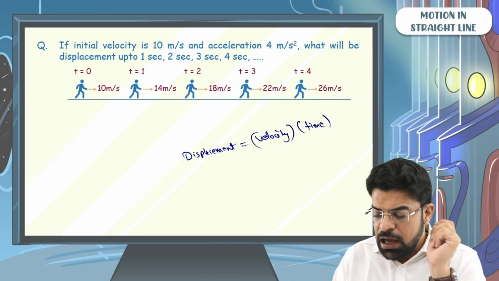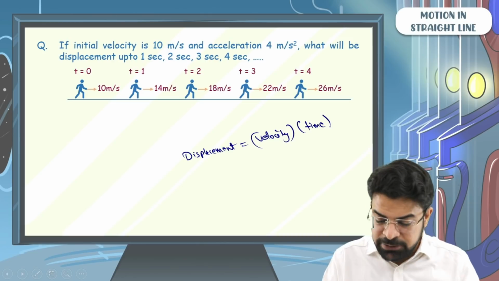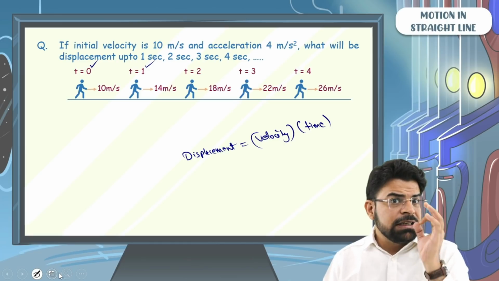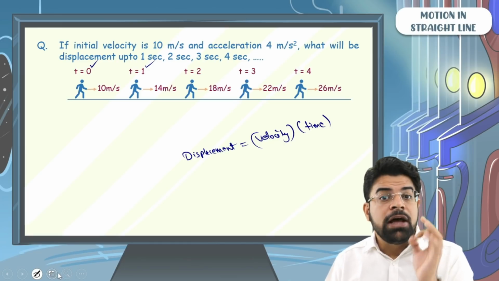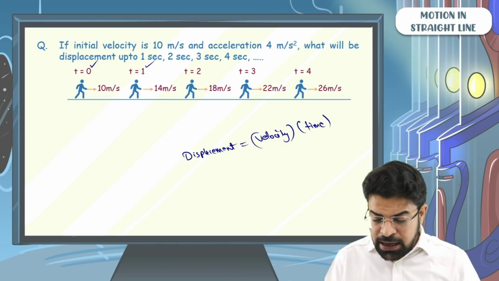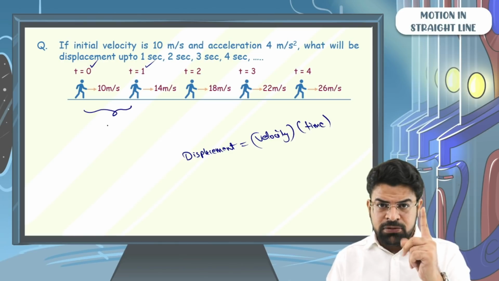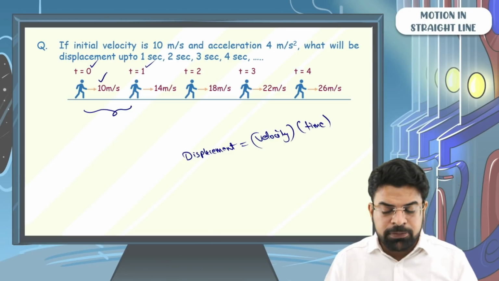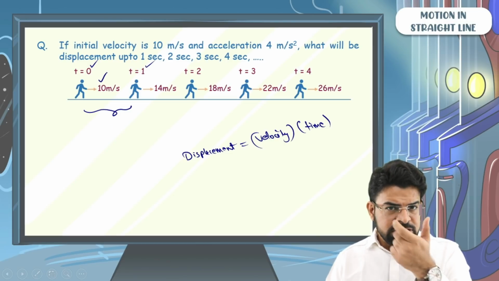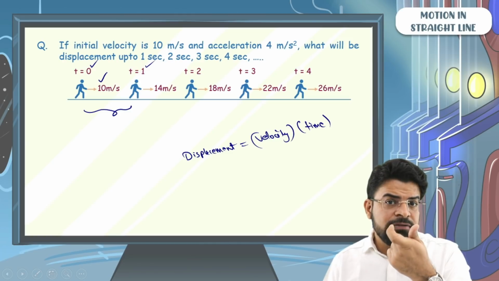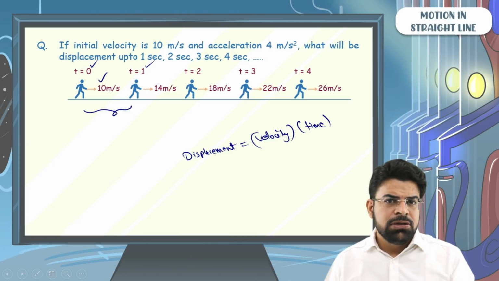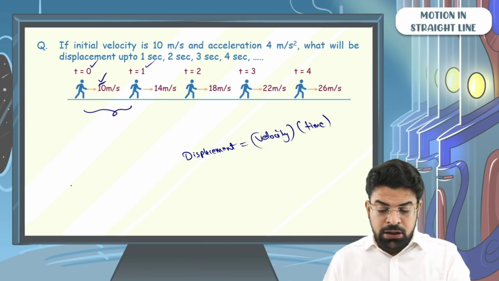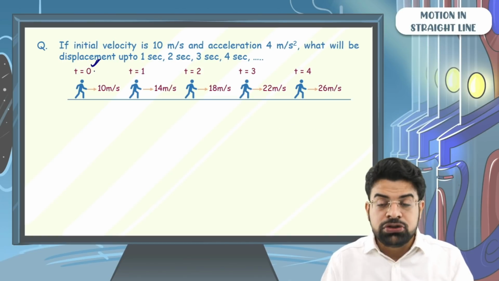Let's say I wish to find the displacement from time equals 0 to time equals 1. For this time frame of 1 second, can I take the velocity to be 10 meter per second? So that is the velocity at the beginning of this time frame. That is the velocity at time equals 0.